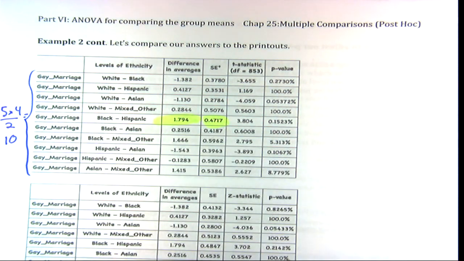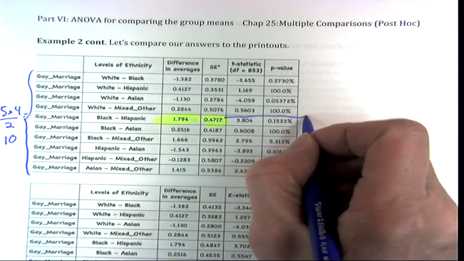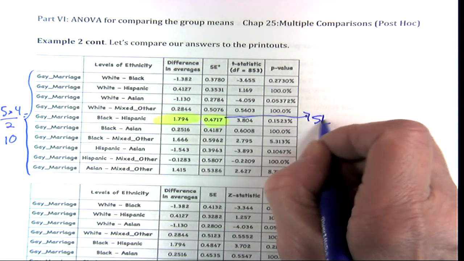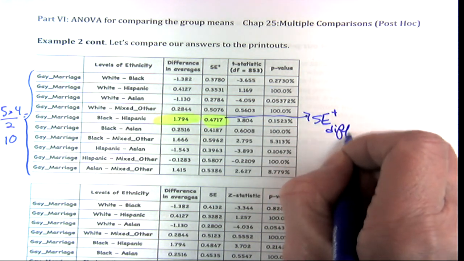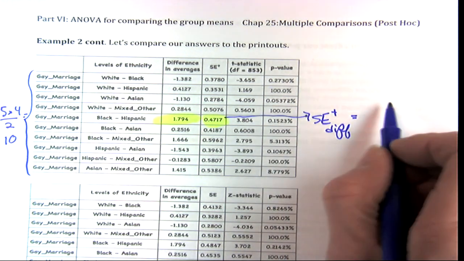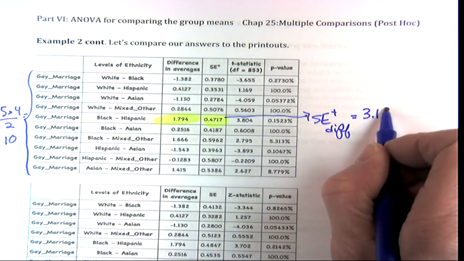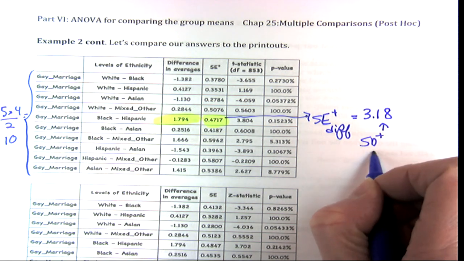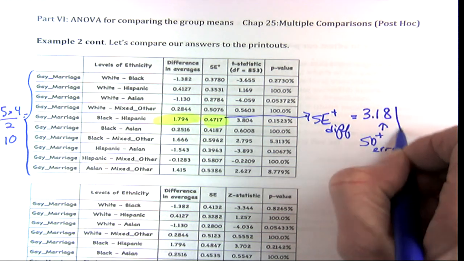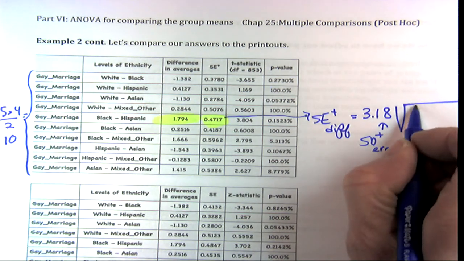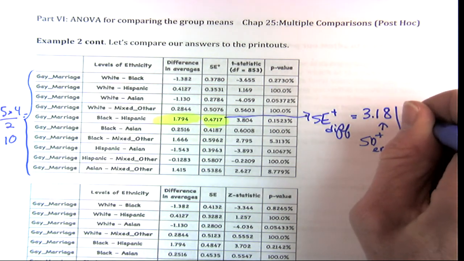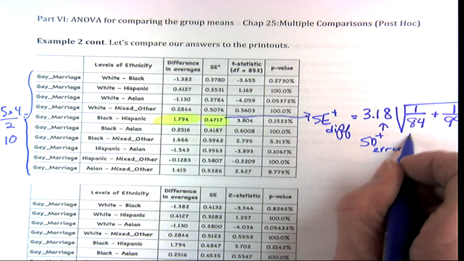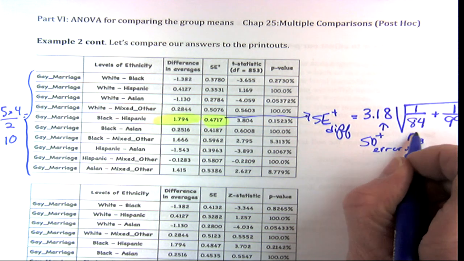What is this? Why don't I show you? This right here is the standard error plus for the difference. This will make it easier for you to understand. So this is 3.18, right? That's our SD plus errors from the printout. And then we have the square root of 1 over 84 plus 1 over 99. And this was N for blacks. That's what that is.